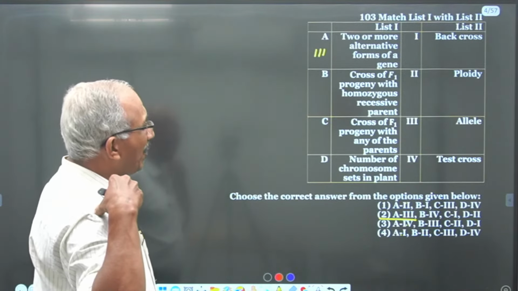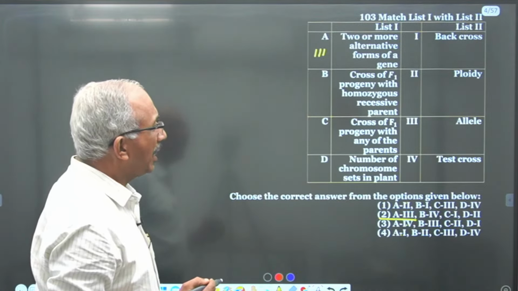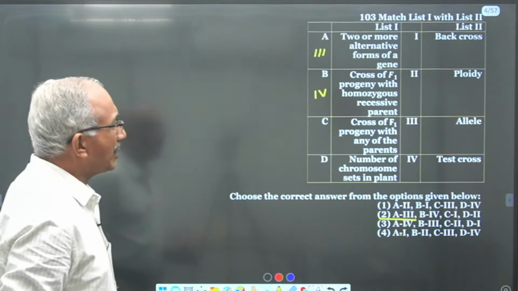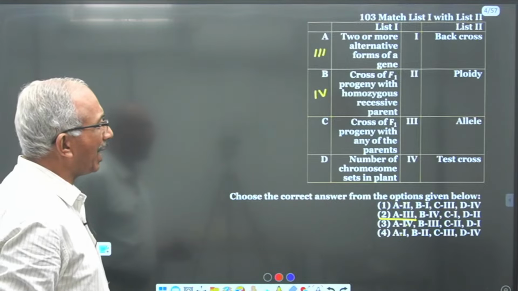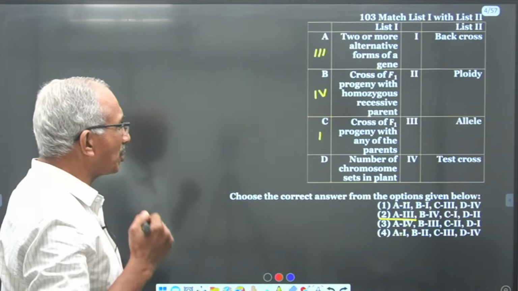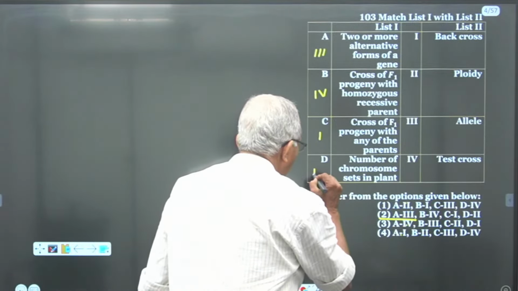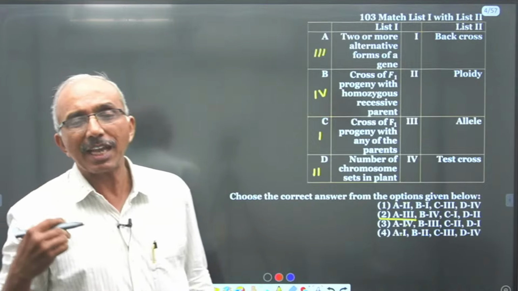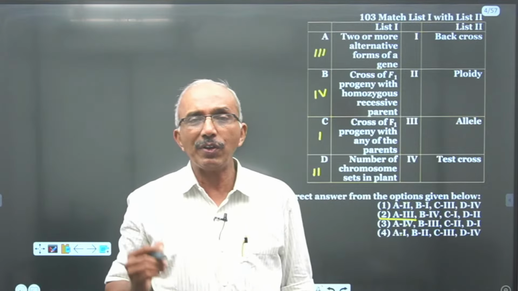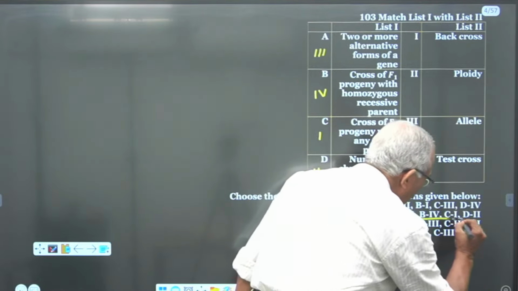So A with 3. B, cross of F1 progeny with homozygous recessive parent. It is test cross. C, cross of F1 progeny with any of the parent. It is back cross. Number of chromosome sets in a plant is referred to as ploidy. If it is 1, it is haploid. If the number of sets is 2, it is diploid. If it is 3, triploid, like that. Answer is option 2.